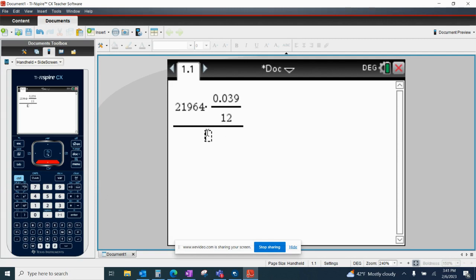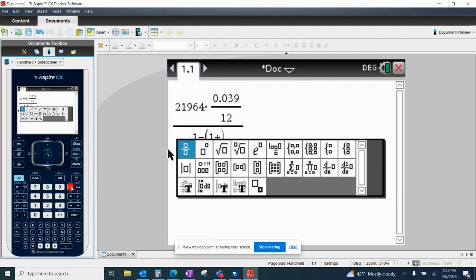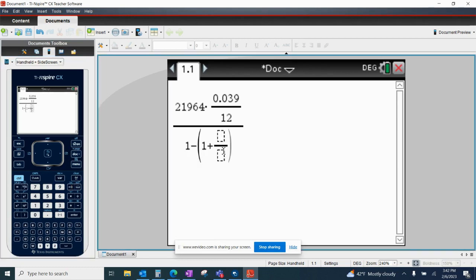Then we arrow down to this bottom section. I got 1 minus, and then in parentheses, we're going to do 1 plus. I got to bring in another fraction. And then my rate again, 0.039. And then in the denominator, we put another 12. So this is 12 and this is 12. It always stays the same.